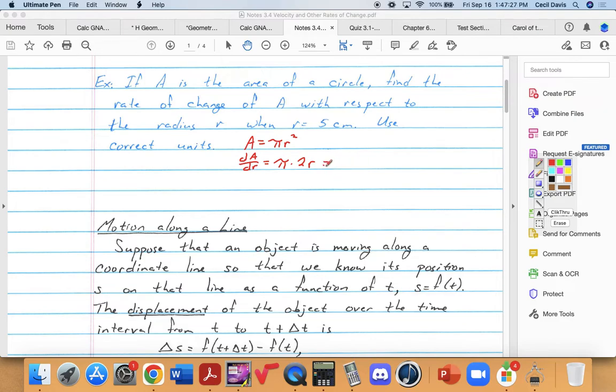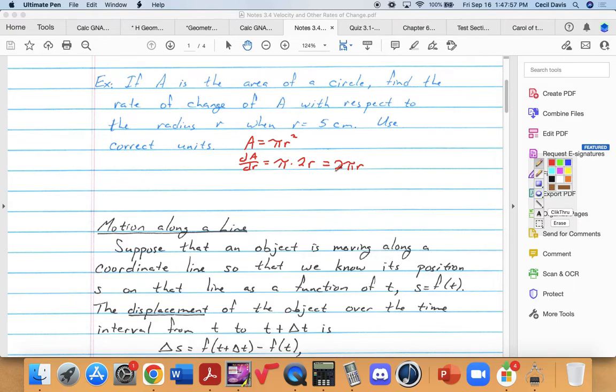Interestingly enough, you recognize that? What is it? Circumference. The instantaneous rate of change in the area is its current circumference, which when you think about it makes sense. If you're adding on just a tiny little bit to a circle, you're just expanding it just a little bit. You're like adding another layer around it.